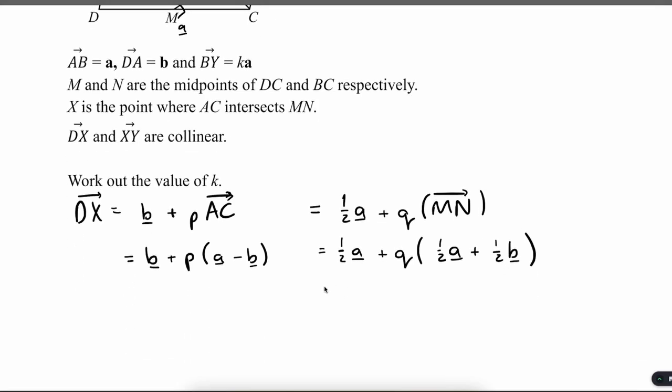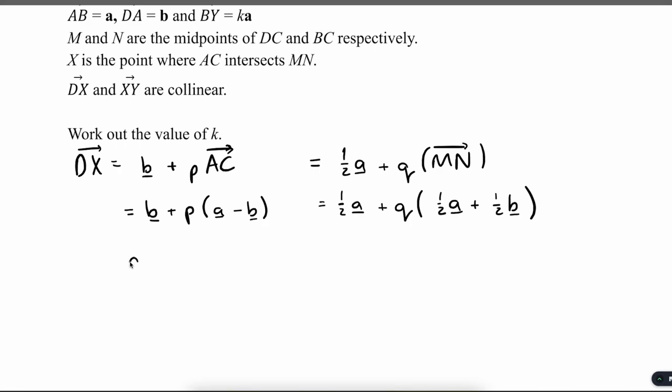So now what we can do with these two is compare how many vector A's we have on the left hand side and how many vector B's we have on the right hand side. Let's do the vector A's first. So we've got P equals a half A plus a half QA here. So we've dealt with the A's, and now we've got vector B's. So we've got 1 minus P equals a half Q on the right hand side.